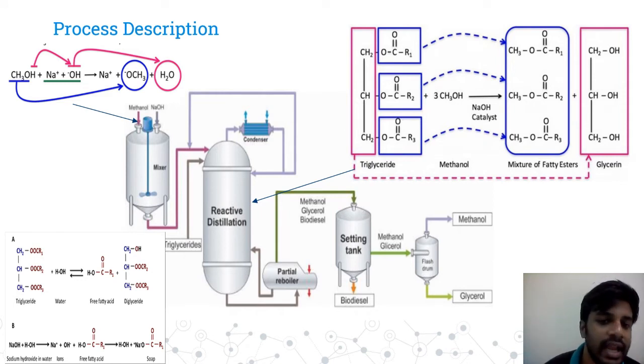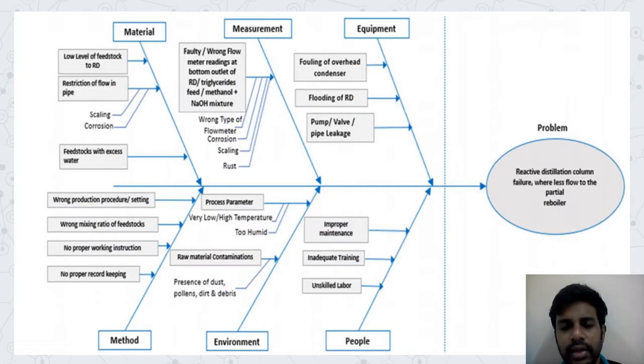At the final stage, the light components, methanol and glycerol, are separated based on the boiling point difference in the flash drum. The fishbone diagram effect is reactive distillation column failure, where there is less flow to the partial boiler. The causes for materials are less flow of feedstock to reactive distillation, which means less product and less flow rate.